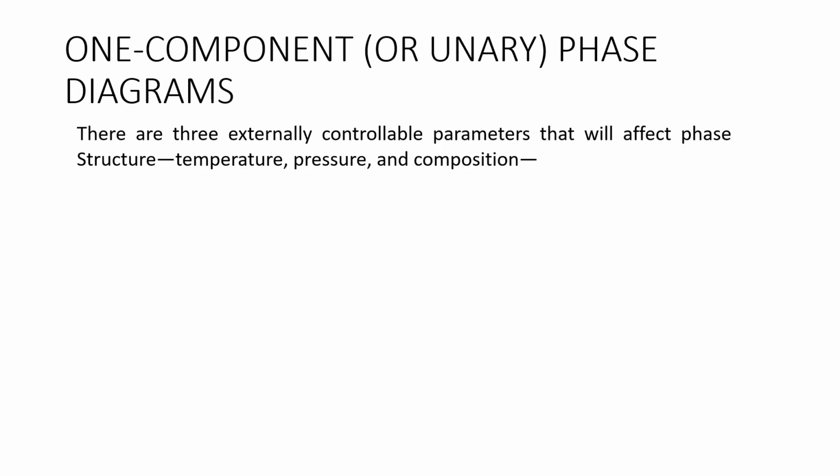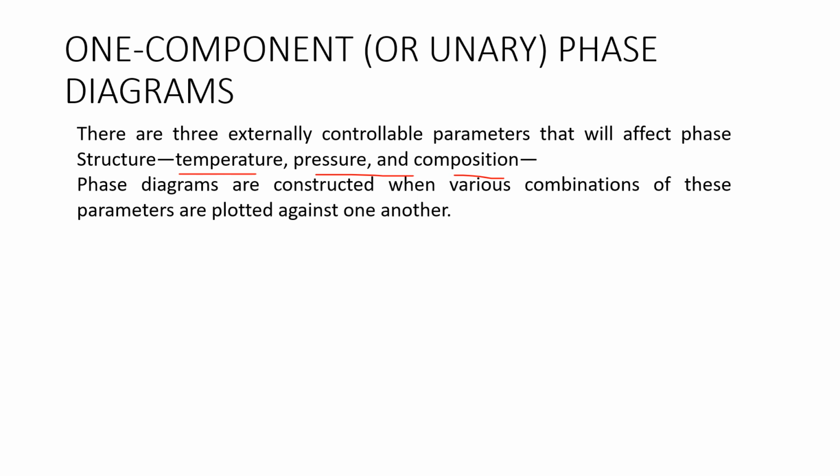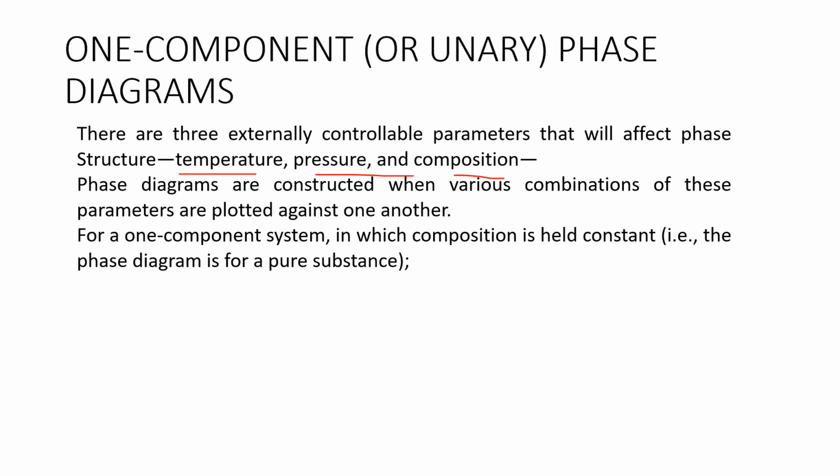What is one component or unary phase diagrams? There are three externally controllable parameters that will affect phase structure: temperature, pressure, and composition. Phase diagrams are constructed when various compositions of these parameters are plotted against one another.